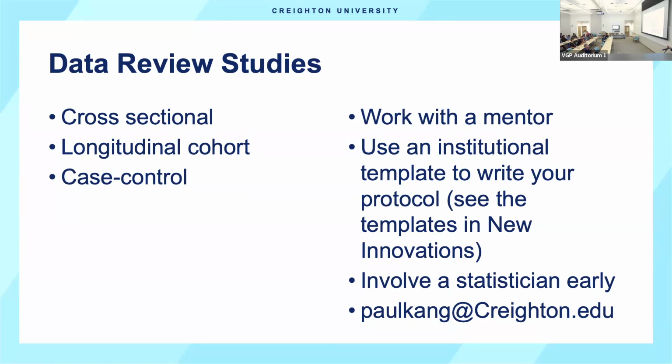Encourage your mentor to involve a statistician early. And there's Paul Kang's email address. Call Paul. He will help you early in the process. He'll help you design the study. He'll help you with what data to collect. He'll help you with the statistical analysis plan. And then he'll actually run the data for you and generally will send you back your results. And also he will have written your methods section for the paper. He'll make it really easy for you.